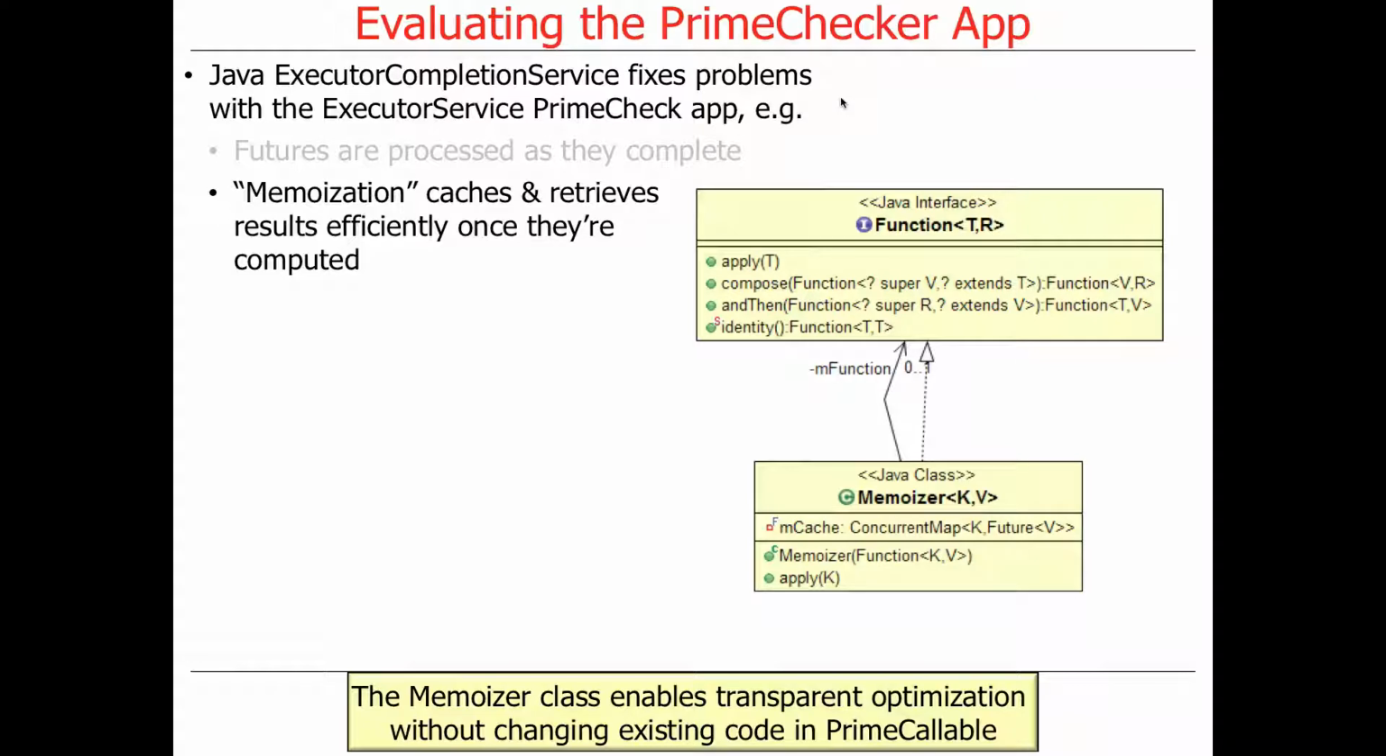And then the other thing we do is we use this memoization technique and the memoizer class in order to be able to cache and retrieve results efficiently after they've been computed. And this allows us to transparently optimize the behavior of our prime callable class without having to go in and change prime callable. We just plop in a different function which happens to have a memoizer wrapped around it.